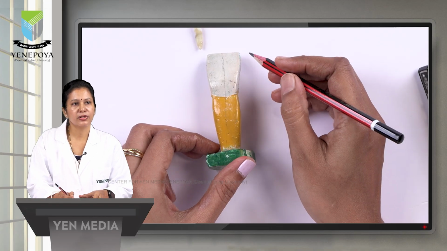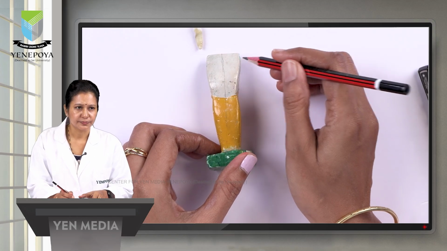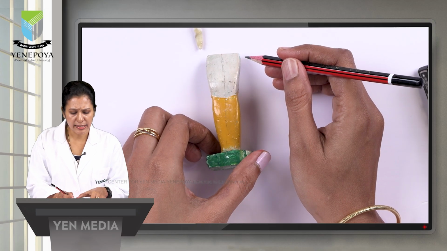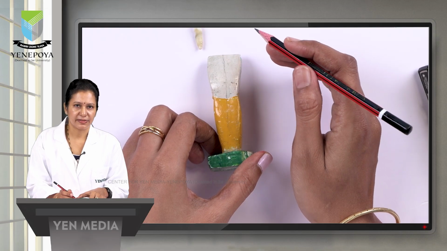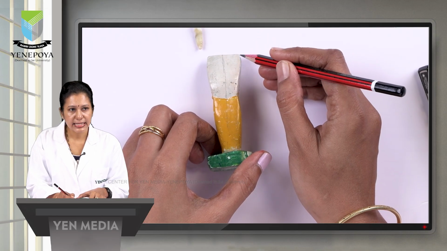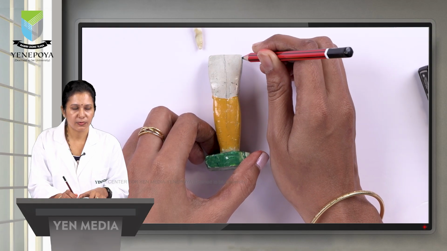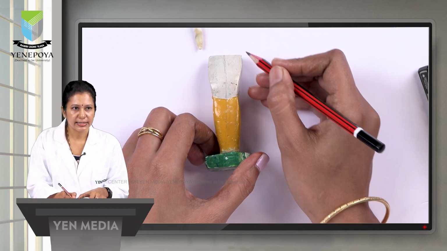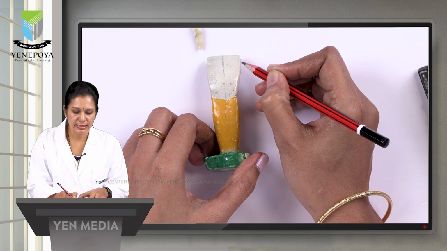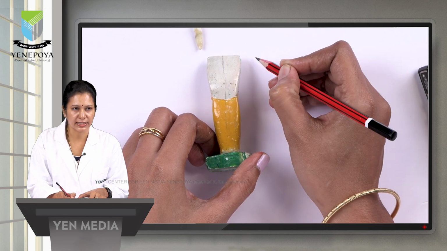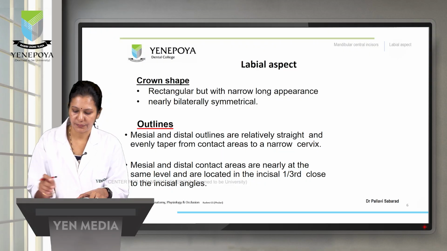Next, coming to the contact areas. The mesial and distal contact areas are almost at an equal level, that is, at the same level, located at the incisal 1/3 of the tooth. The contact area is a point where the mandibular central incisor comes in contact with the mandibular lateral incisor surface.